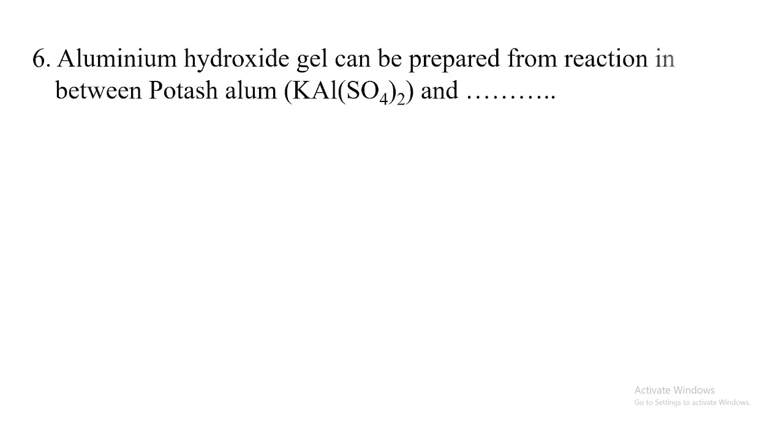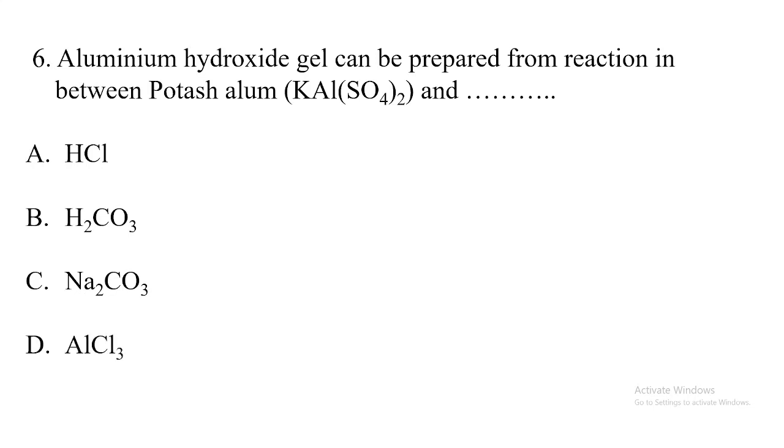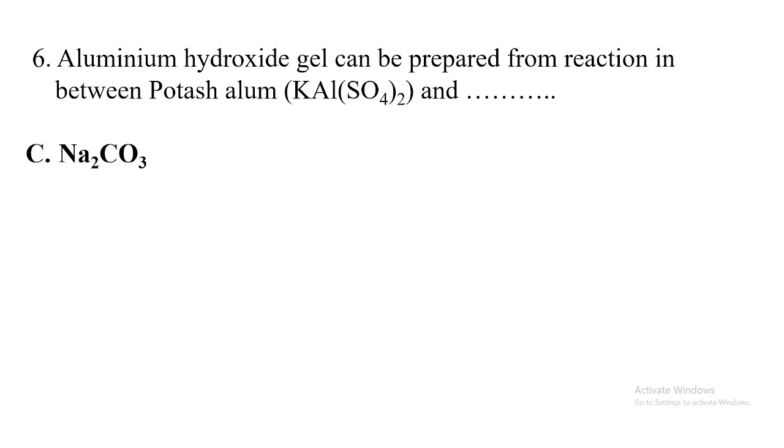Sixth, aluminum hydroxide gel can be prepared from the reaction between potash alum and hydrochloric acid, carbonic acid, sodium carbonate, or aluminum trichloride. The right answer is sodium carbonate.